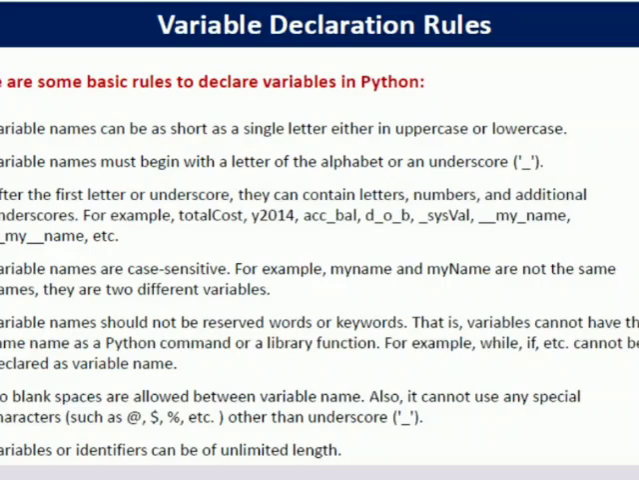Variable names are case sensitive. For example, myname and myName. In the first myname, all the alphabets are in small letters, and in the second myName, N is in capital letters. So they both are considered different. If I have created the variable with small letters, then I cannot use the variable name in capital letters because Python is case sensitive.